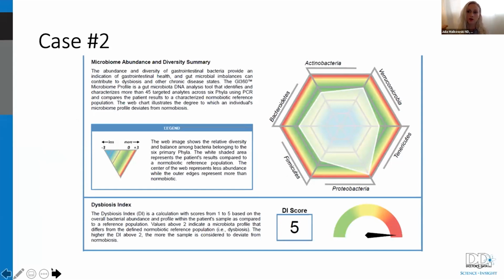We have a dysbiosis index score of 5, so the patient does have a dysbiotic gut, and this is a really patient-friendly, user-friendly format here. You can discuss this with the patient very easily and track and monitor their progress.